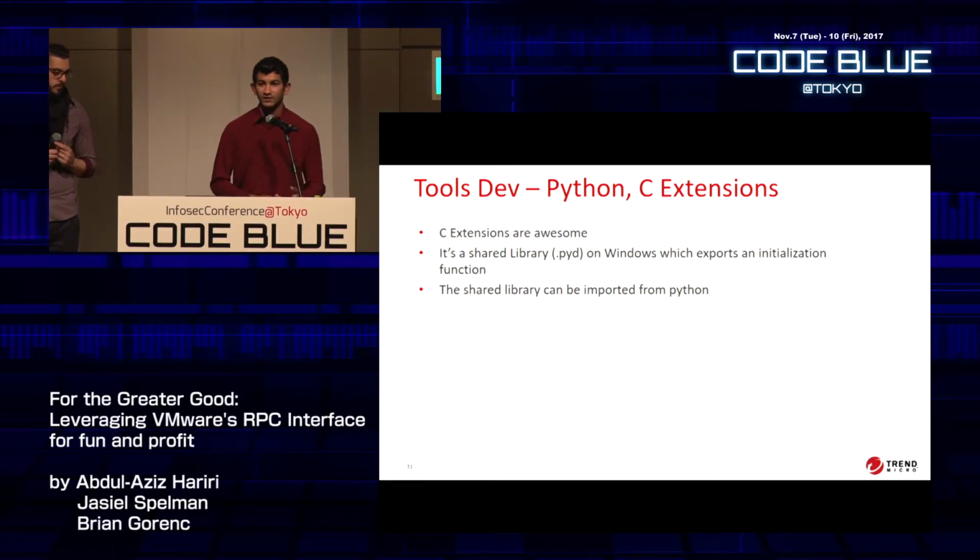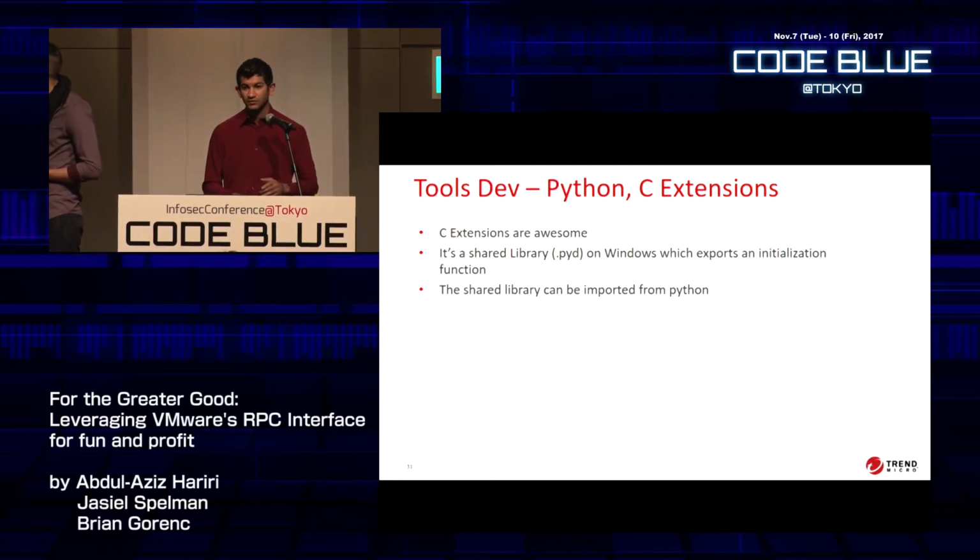So C extensions, they're just a shared library, a PYD file, and it is platform specific. So you compile it for, say, Windows or Linux or macOS, anything. But then you can import it and access functions that it exports as if they're from Python. And it's responsible for unboxing the variables, dealing with them, and then reboxing them to send back to Python.